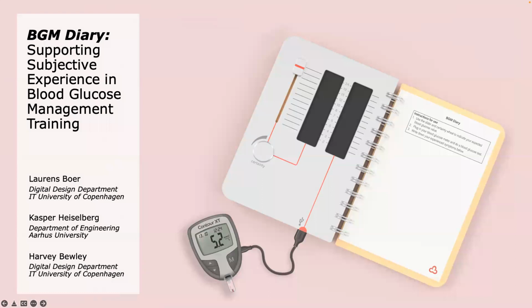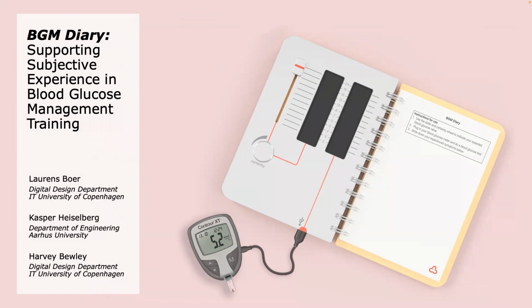Hi everyone, my name is Lawrence Boer from the Digital Design Department at the IT University of Copenhagen in Denmark. And I will present this pictorial that was co-authored with Casper Heiselberg from the Department of Engineering of Aarhus University and Harvey Bewley from the Digital Design Department at the IT University of Copenhagen. The title of our pictorial is BGM Diary, Supporting Subjective Experience in Blood Glucose Management Training.